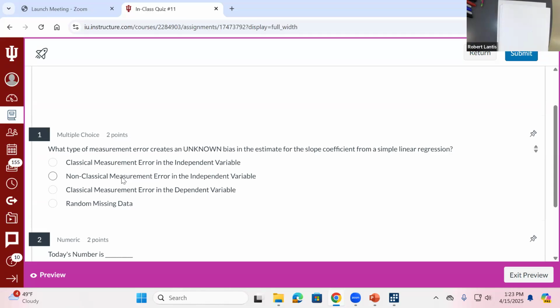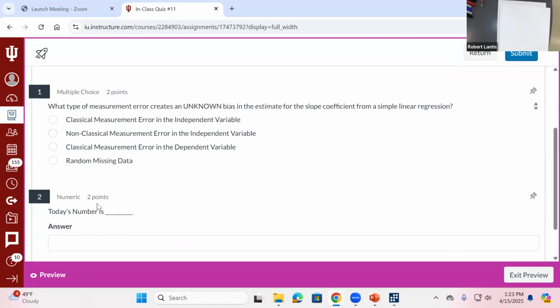Oh, before I do that though, let's get this submitted. So today's magic number is 500. Why? Because there's the Indy 500 Fan Fest down in the thing. I might be there this afternoon. Might be at the pub. So today's number is 500, and we said what? Non-classical measurement error in our independent variable. Okay.